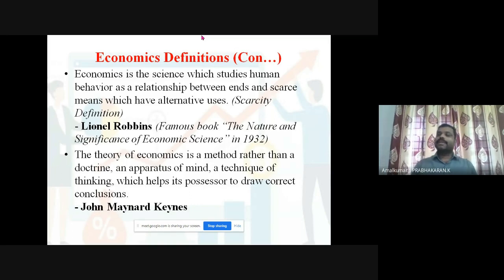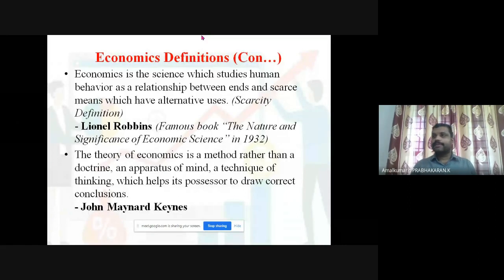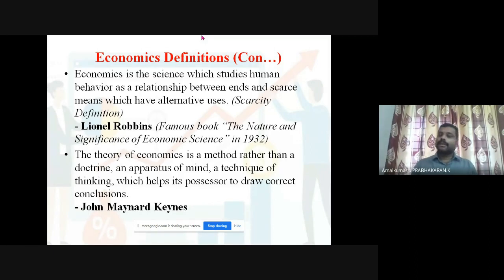So first we learned about the word economia or economikos. This is a Greek word. From that Greek word, the word economics is derived. After that, we discussed some important definitions relating to economics. Then I am moving to business economics.